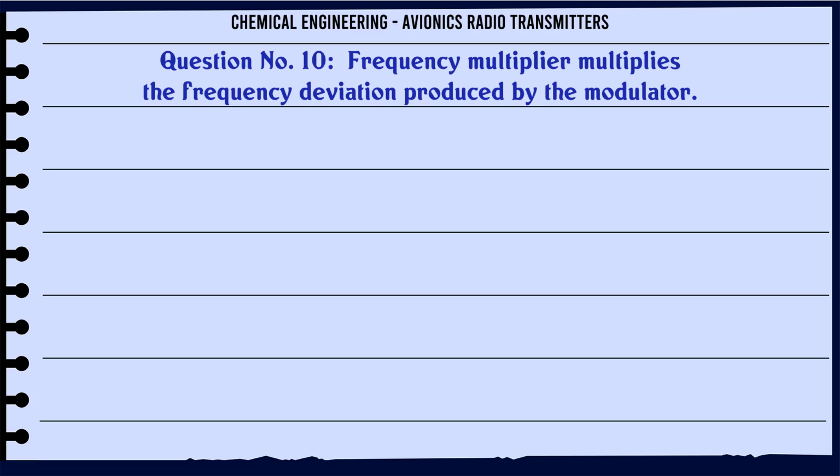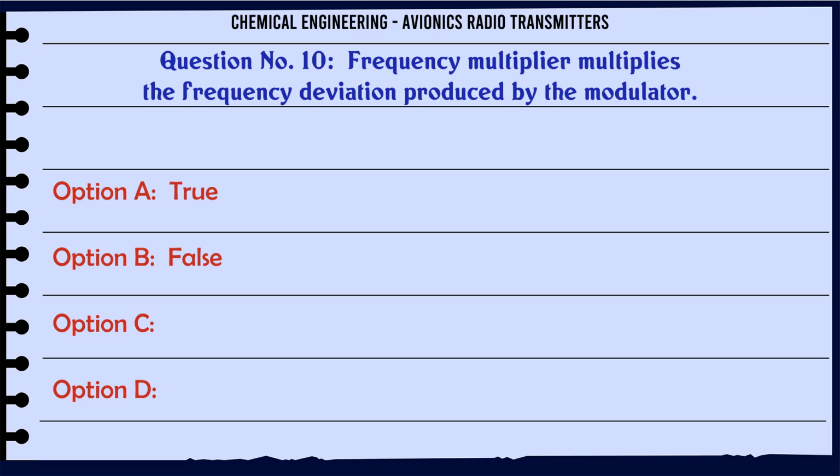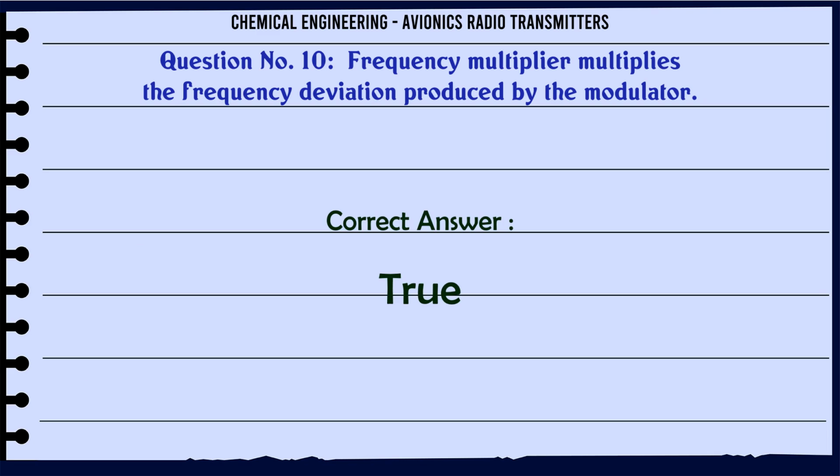Frequency multiplier multiplies the frequency deviation produced by the modulator. A. True. B. False. The correct answer is true.